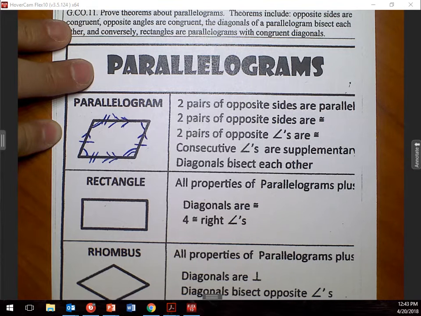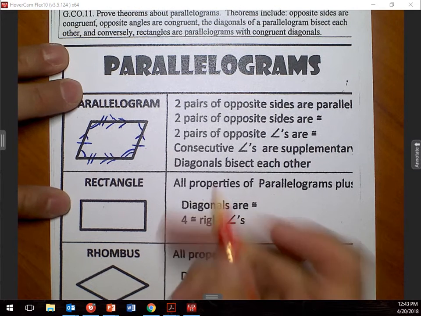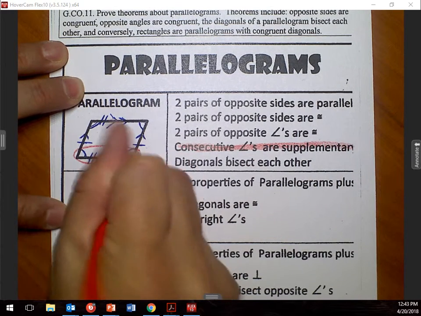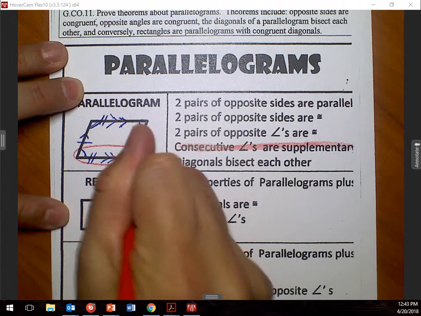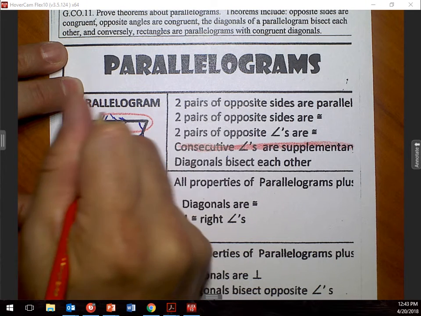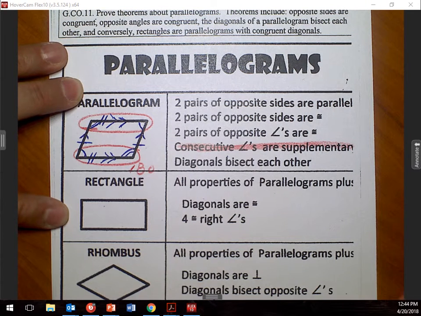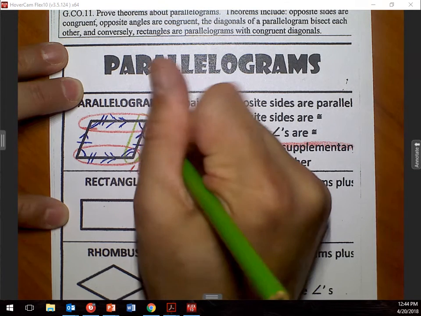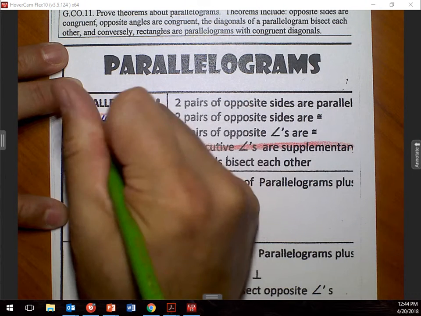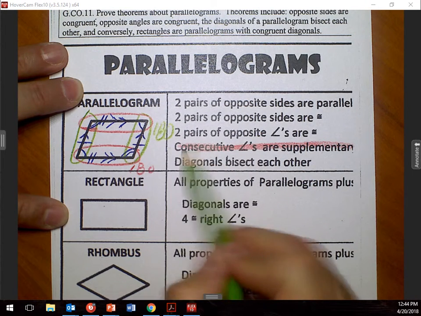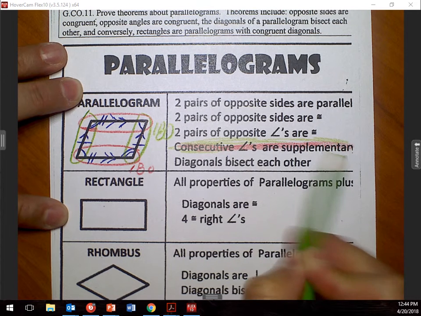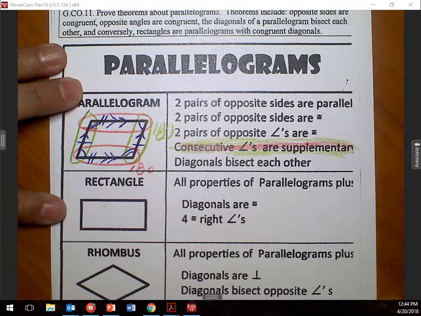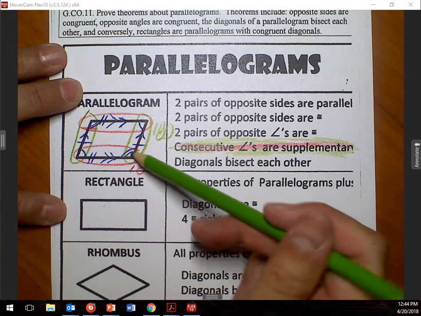Consecutive angles are supplementary. Now, what does supplementary mean? 180. So I'm going to try to do some color on this now. These two here add up to 180. These two here add up to 180. These two here add up to 180. And these two here add up to 180. So I kind of color coded this a little bit. These two will add up to 180. These two will add up to 180.